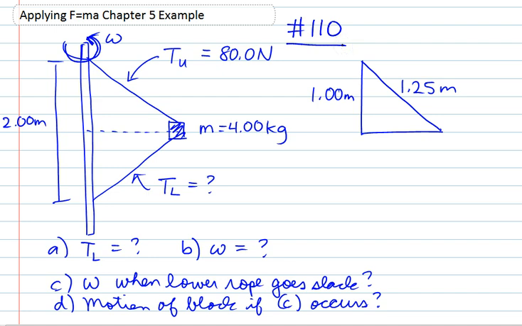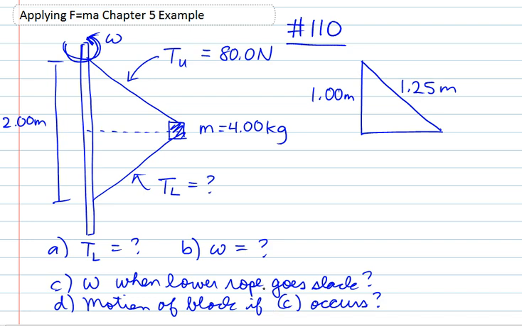So we're trying to find out, first of all, the tension in the lower rope, and then we are trying to find the angular speed omega that the system rotates with. Then we are asked to find the angular frequency or angular speed omega when the lower rope goes slack. And then finally we're supposed to describe the motion of the block if that occurs.